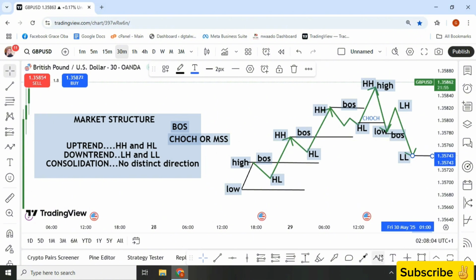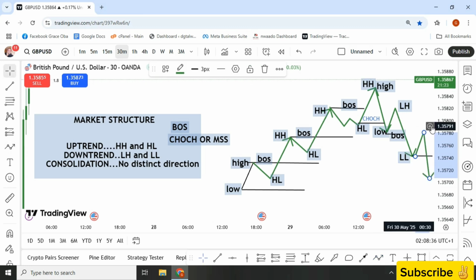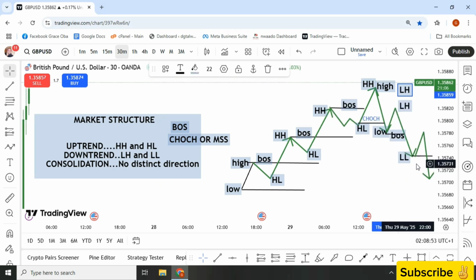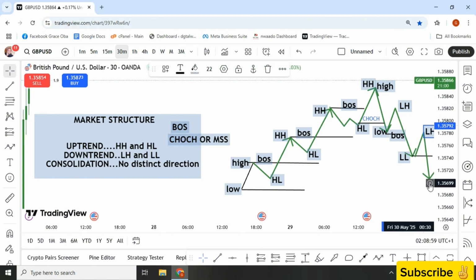Now let's say the market continues again, creates a pullback and breaks down through this structure. You can see that there's a new what? There's a new lower high, because this high is actually lower than this one. So there's a new lower high here. And what is this? This becomes the new lower low.